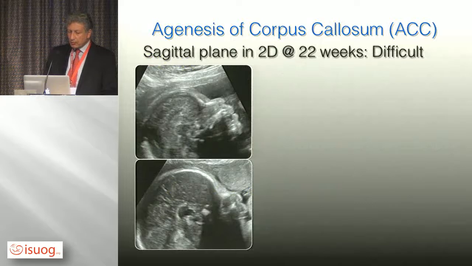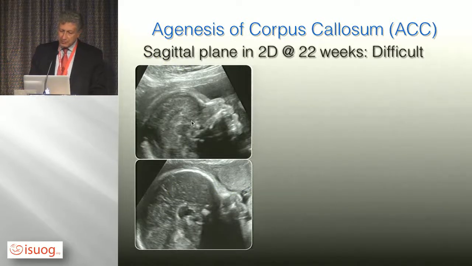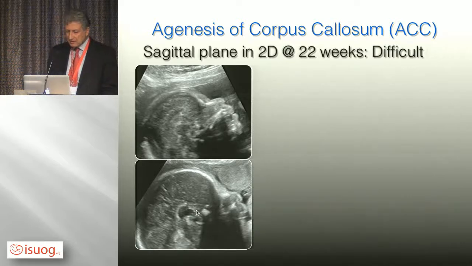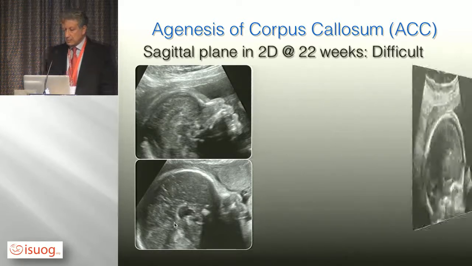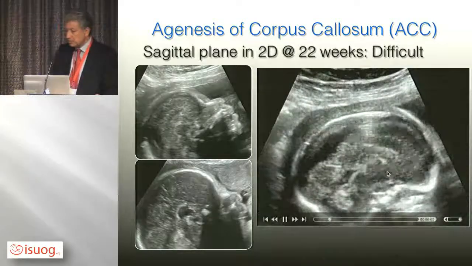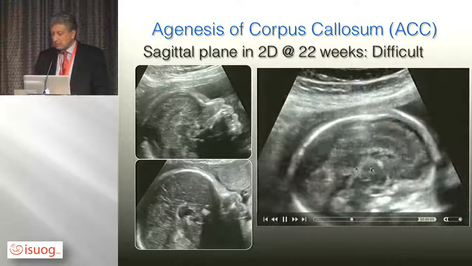The direct sign would be, of course, trying to get the mid-sagittal view to see that the corpus callosum is there, but it's difficult to demonstrate something which is absent. And this dilated third ventricle should not be misunderstood as the cavum under the corpus callosum, and this is why this is a typical image of a second trimester corpus callosum agenesis.